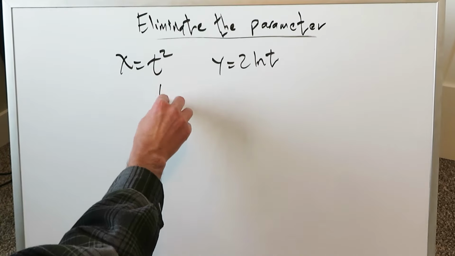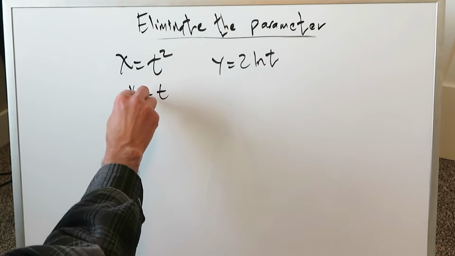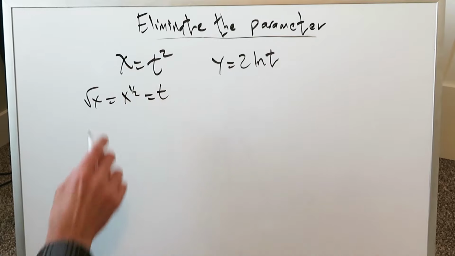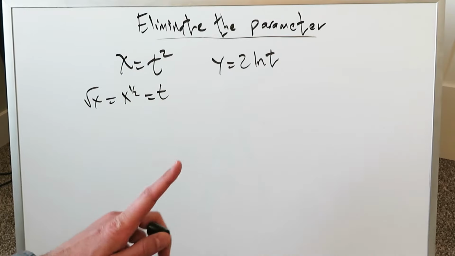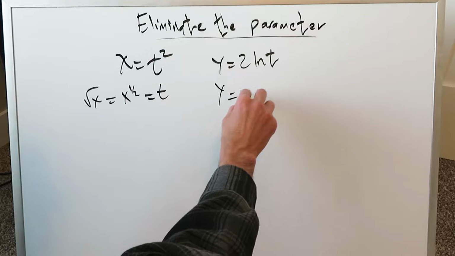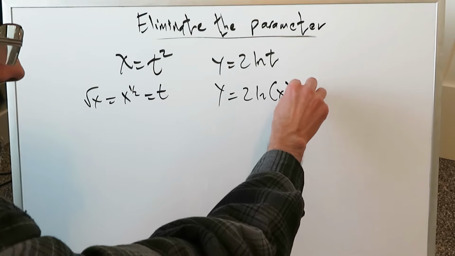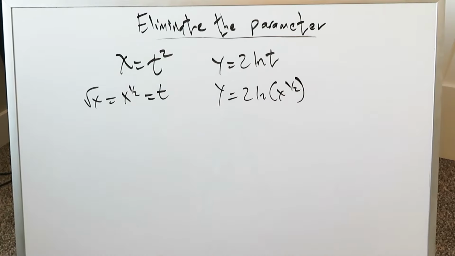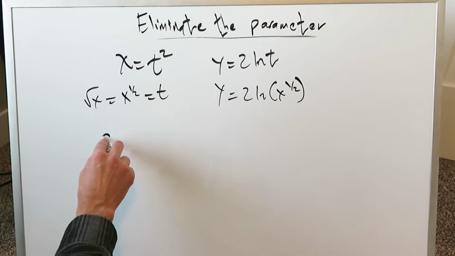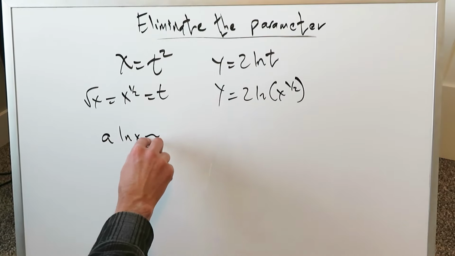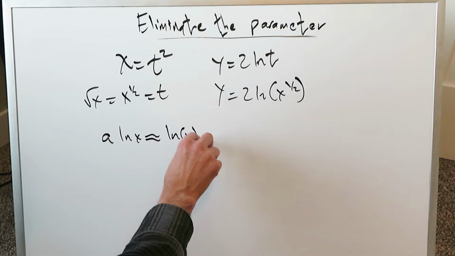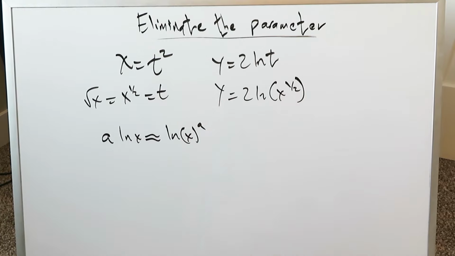When you're looking here, you can do t is equal to x to the 1 over 2, which is the same thing as root of x. So that part is done. Now substitute it over here. y is equal to 2 natural log of x to the power of 1 over 2. Now a good thing to remember is that a ln x is the same thing as ln x to the power of a. This specific property comes in handy.